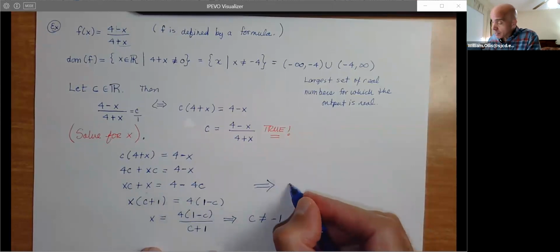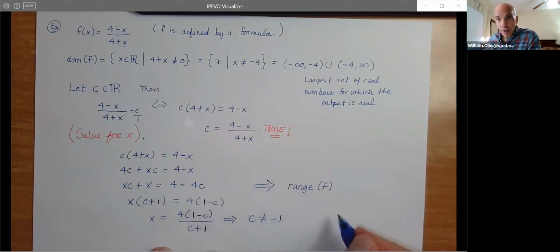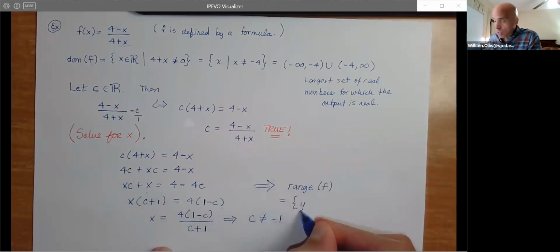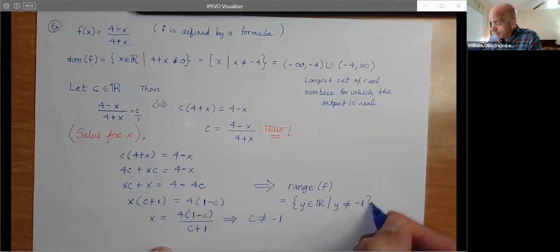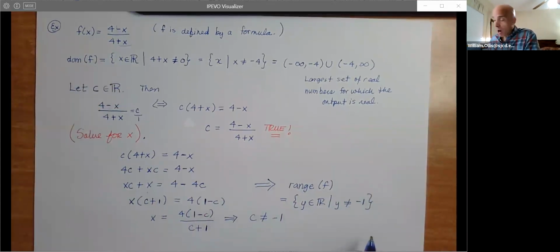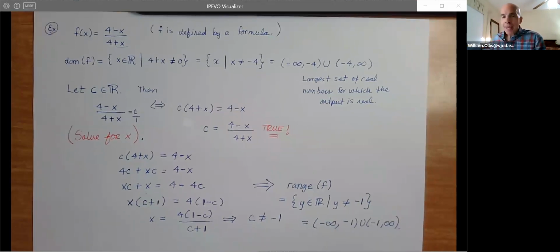But this basically says that the range, and we'll just say range of F, we don't have an abbreviation for that. We would say all Y, we'll just give it a name for the outputs Y, element of R, such that Y does not equal -1. So we'll think of X as the inputs and Y as the outputs, or we can say -infinity to -1 union -1 to infinity.